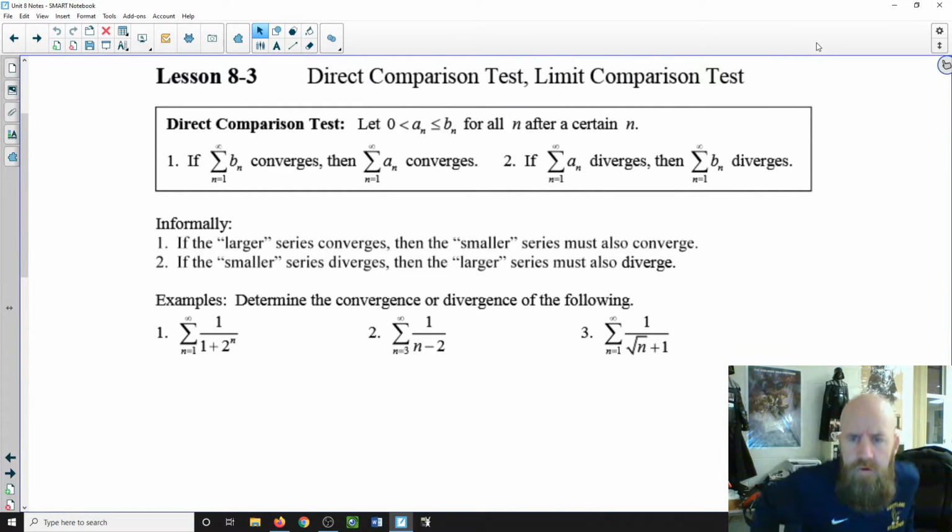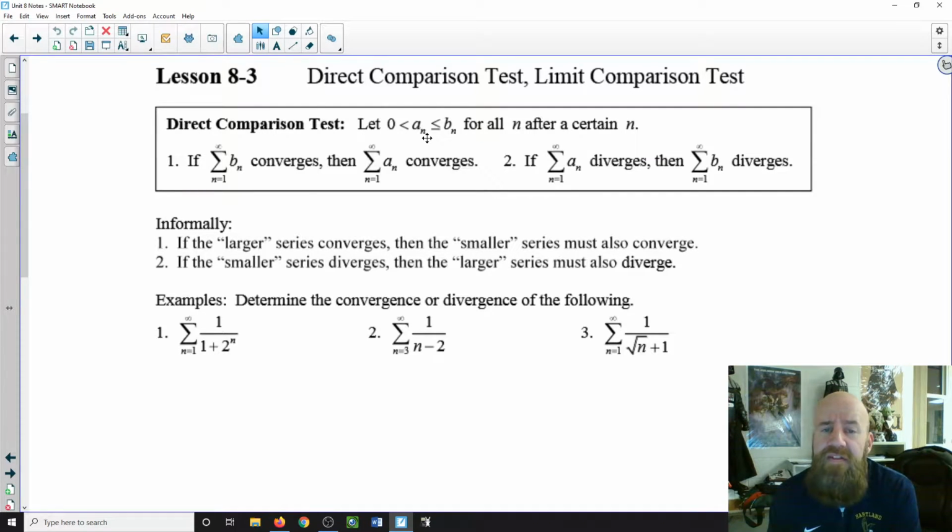Alright, so we're looking at the direct comparison test and limit comparison test. I'm going to do two videos, one for each, just to break it up a little bit. The first thing, direct comparison test, we have to look at the series and create another series. What I mean by that is if we look at a series, we need to come up with something comparable, so we can compare two series together. And it'll make a little more sense here in a minute.